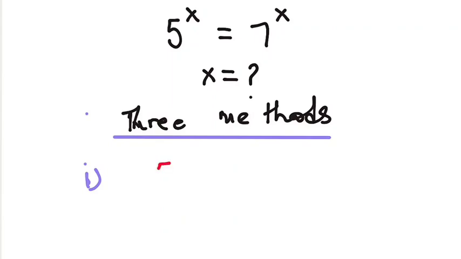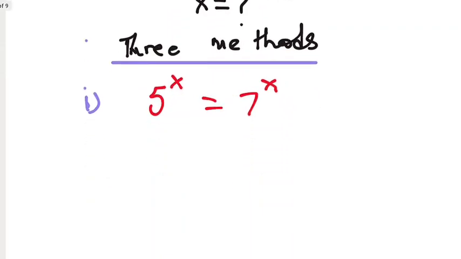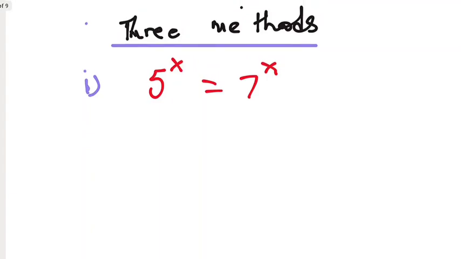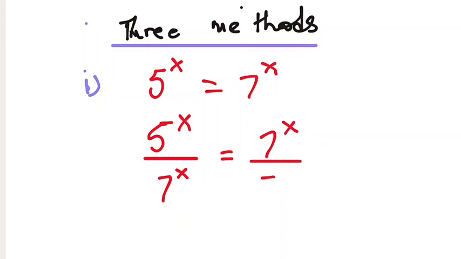you have 5 to the power of x equals 7 to the power of x. Now the first method I'm going to use is to divide through by 7 to the power of x. I'm going to have 5 to the power of x divided by 7 to the power of x, which equals 7 to the power of x divided by what? 7 to the power of x.